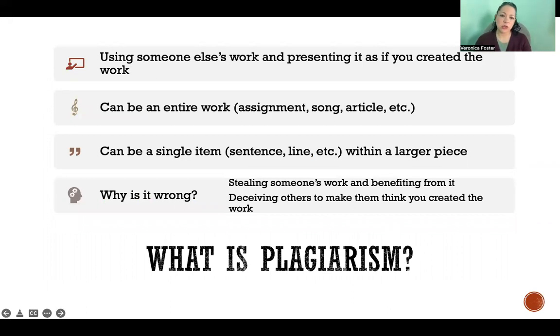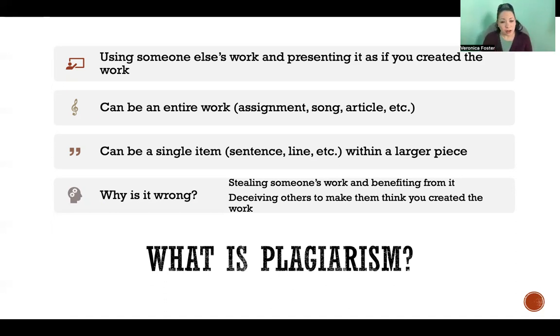That is any time that you use someone else's work and present it as if it was your own work. So it can be an entire piece, like an entire assignment, song, article, whatever it might be. Or it could be a single item within a larger piece, like one sentence within an entire research paper. In either case, that is plagiarism. Anytime you use an entire piece or any little fragment of a piece of work of someone else's and present it as if it was your own.